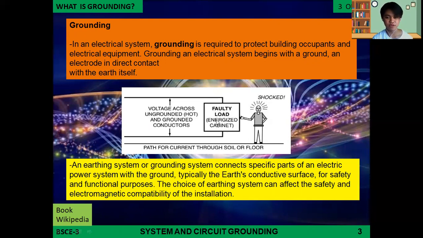This is an example of grounding, a path for carrying current through soil or floor. The grounding conductor is a continuous conductor that connects the ground to the neutral bus bar and the grounding conductor bus bar in the service equipment or the main panel board. The grounding conductor does not normally carry current. Instead, it links ground to the metal frames or housings, outlets and switches.